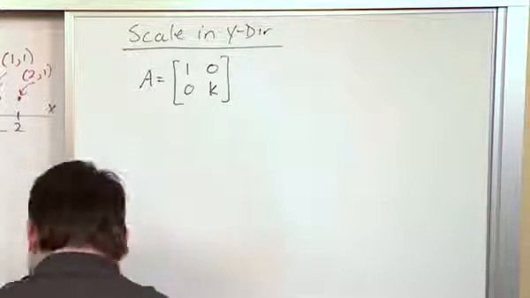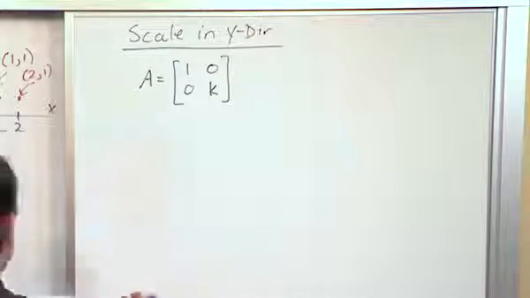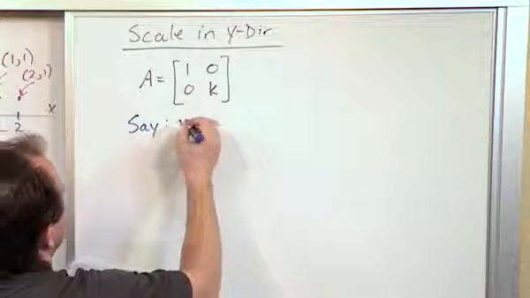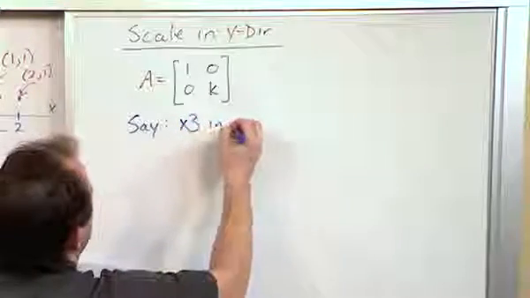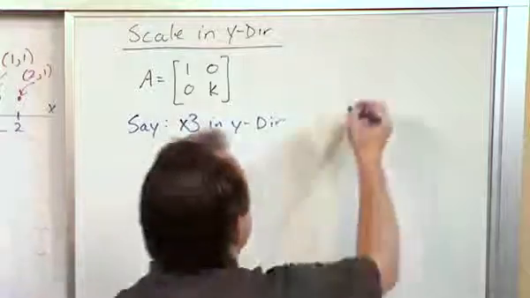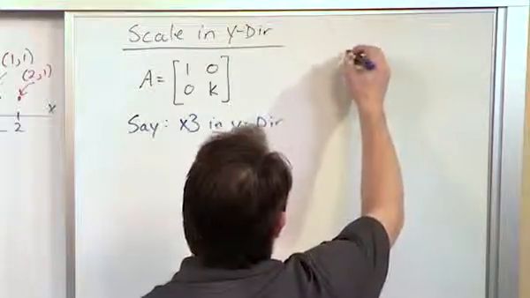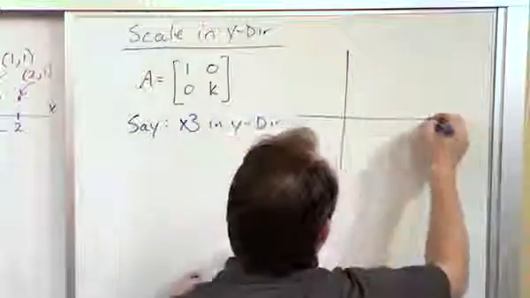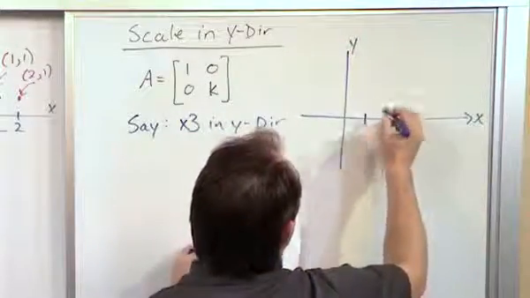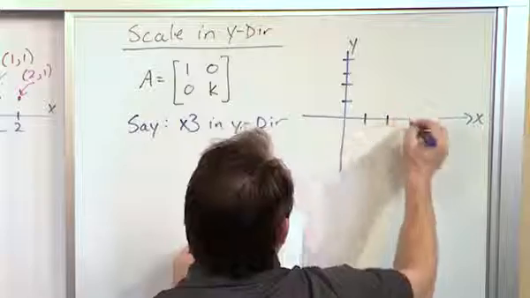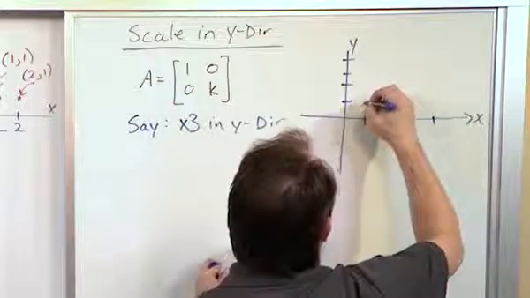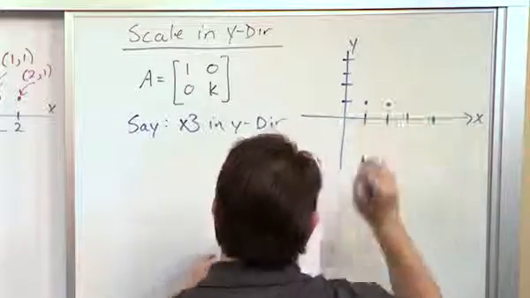So let's just say that you want to multiply by 3 in the y direction. Let's say that we have a couple of original points here, x, y. Let's talk about our original points. We'll put these guys here. The original points are (1, 1) and (2, 1).